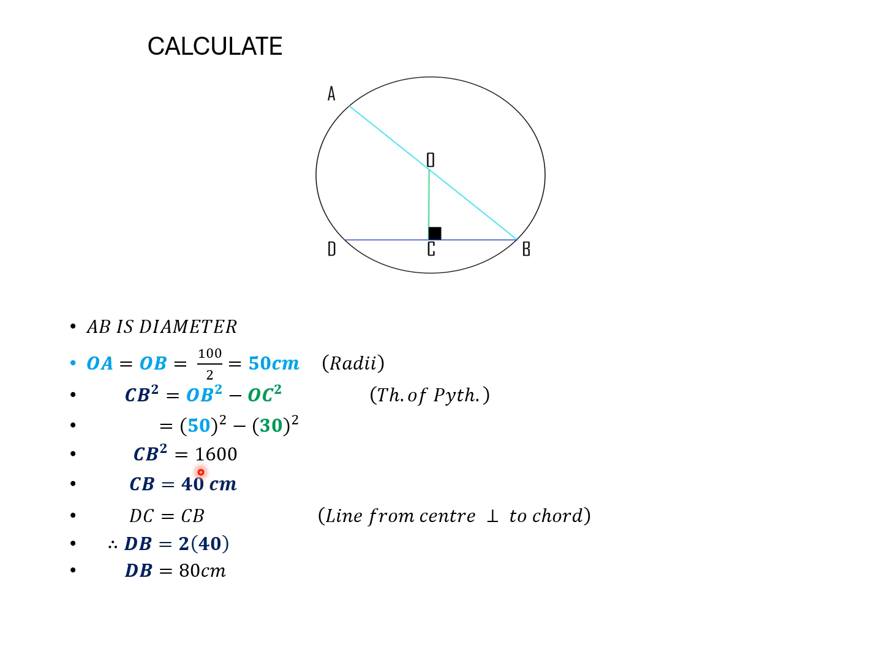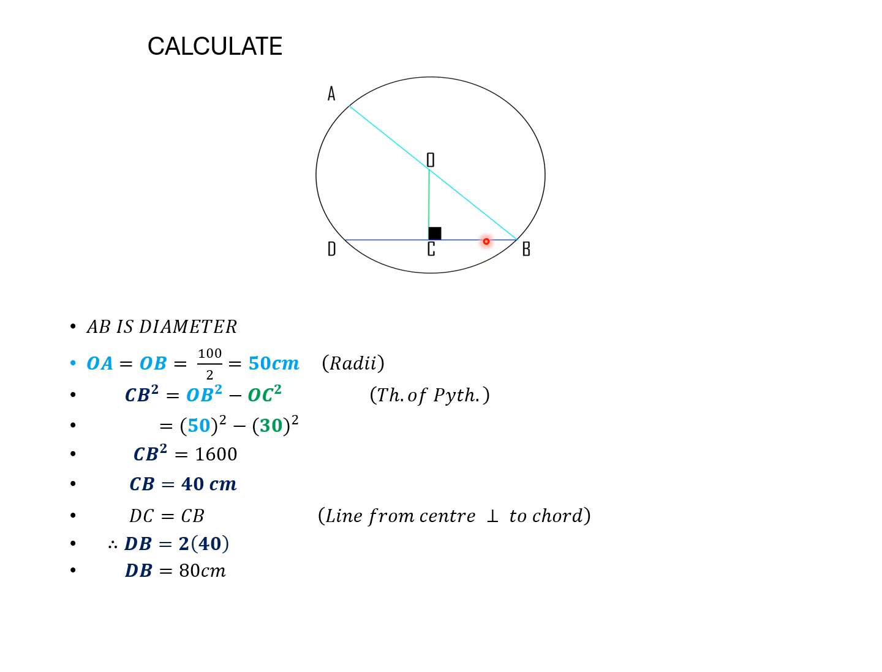Square root of 1,600 and square root of CB squared. So CB then equals 40 centimeters. So that is 40, that is 30, and that is 50. Right? But this is now where theorem 1 comes in. If the line from the center is perpendicular to the chord DB, then automatically, according to the theorem, DC must equal CB. So you see there, DC equals CB because line from center is perpendicular to chord.